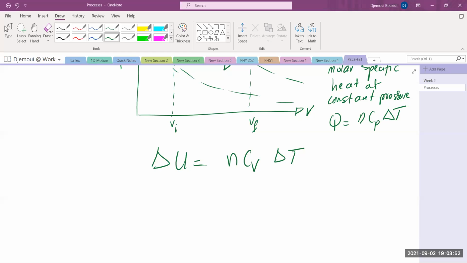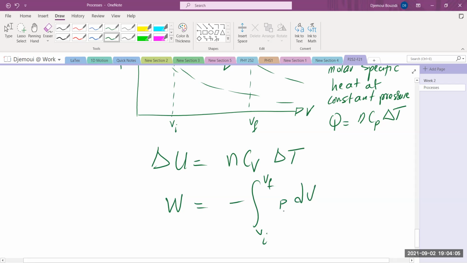Now I need to find what the work is. The work is simple in this case too, actually. The work, W, is equal to the integral from the initial volume to the final volume of P dV. But P is constant in this process, remember? P is constant. So it's because this is an isobaric process. So this will come out of the integral. And this will be simply equal to minus P times the integral from VI to VF of dV.